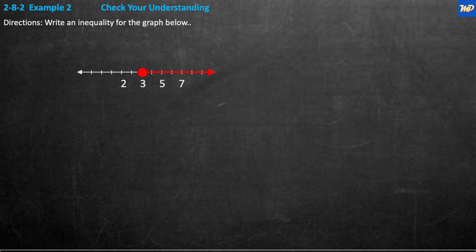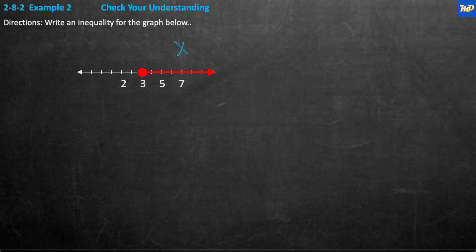Okay, now that you're back, we're going to go ahead and see if we can write this inequality. It doesn't matter what variable we use. We can use A, B, C, D, Q. It doesn't matter. So let's just choose X. So I'm going to write down here, I'm going to say X. Okay, so X what? Well, I see there's a 3 and there's a dot.